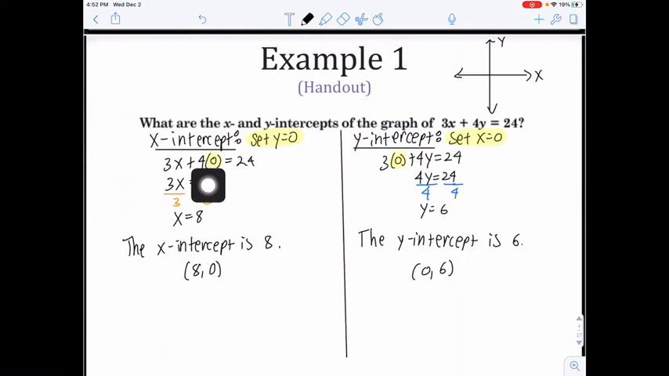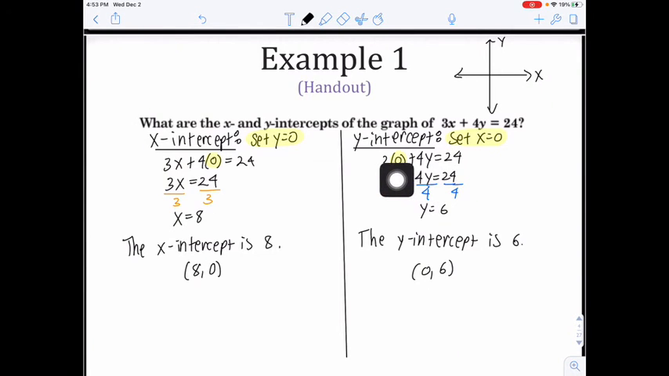When we plug in 0 for y, we get 4 times 0 is 0, so you have just 3x equals 24. We can divide both sides by 3 to get x equals 8, and this tells us the x-intercept is 8. Remember that we had y equal to 0, so this would give us the point 8, 0. To graph this, you would just go to the x-axis, find 8, and put a dot right there.